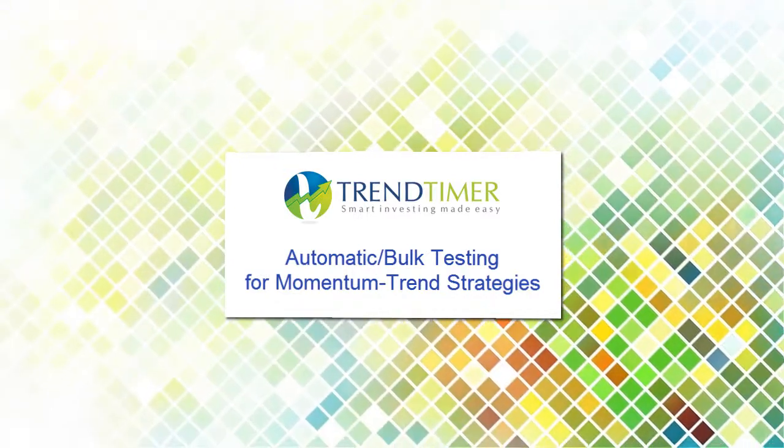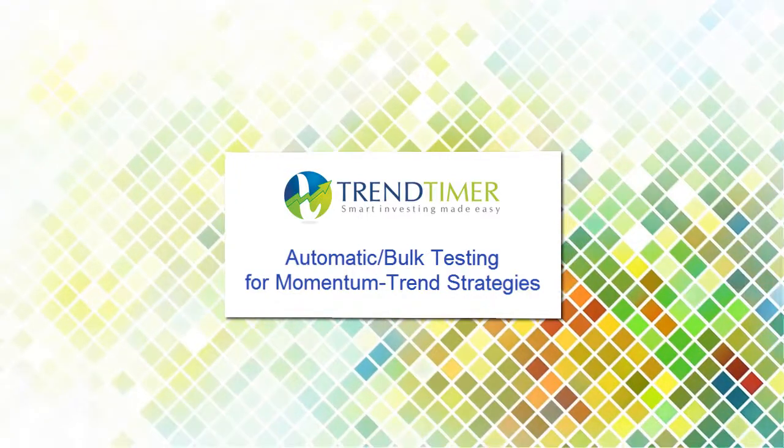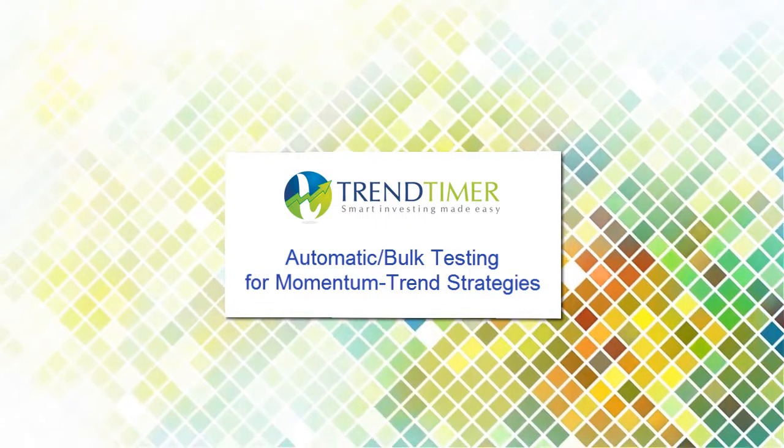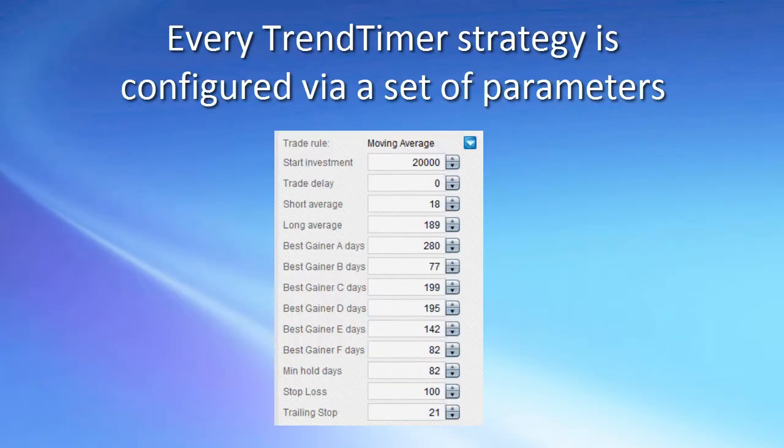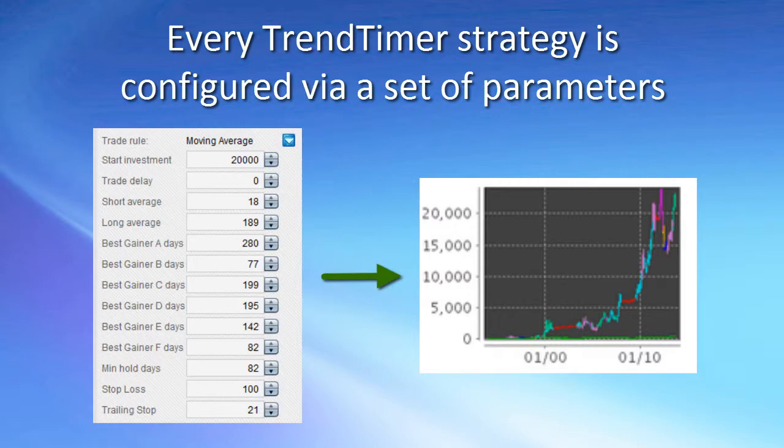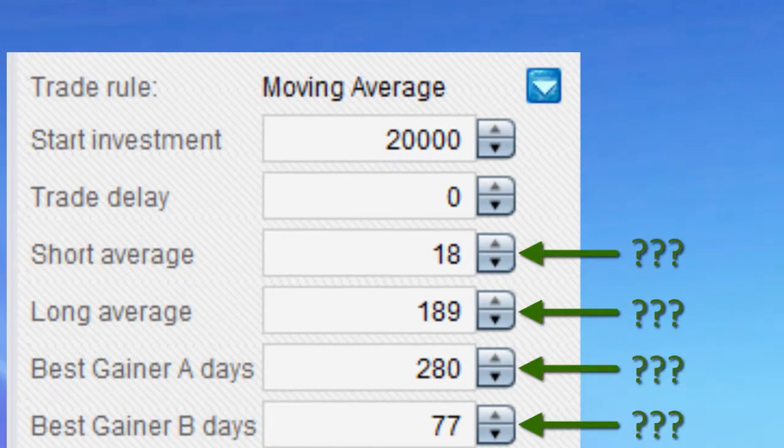In this video, you'll learn how to use the TrendTimer automatic testing tool to discover the optimal parameters for TrendTimer strategies. Every TrendTimer strategy is configured using a set of parameters. Depending on which parameters are used, different results are obtained. There are billions of possibilities, so how can you know which parameter values work the best? The TrendTimer automatic testing tool can help, and I'll show you how this works.